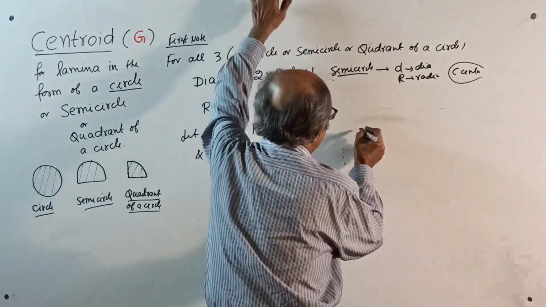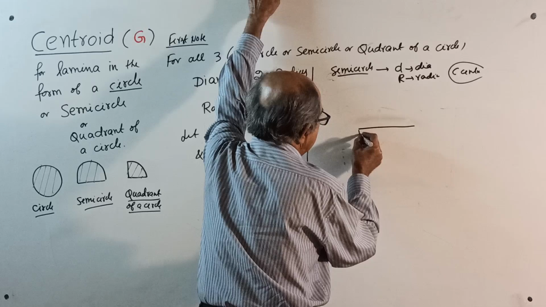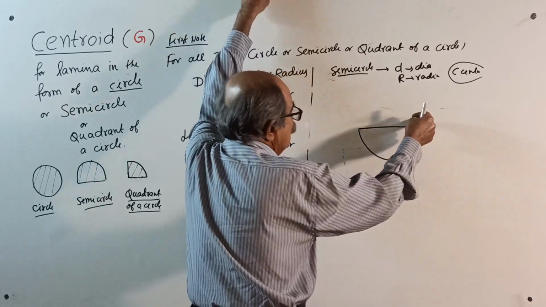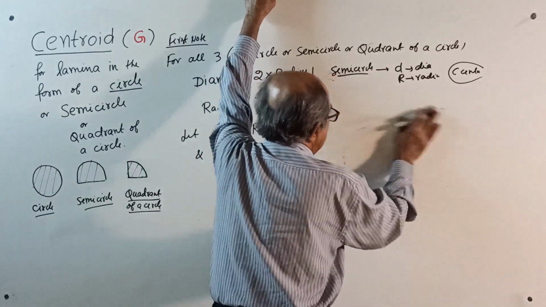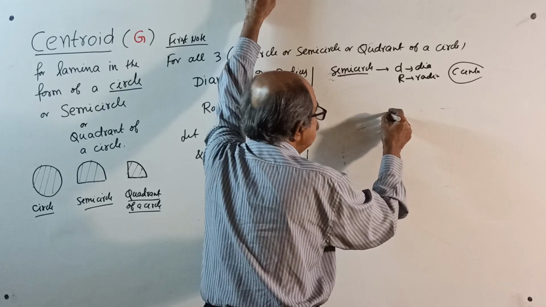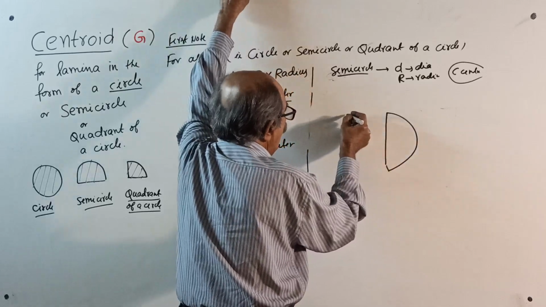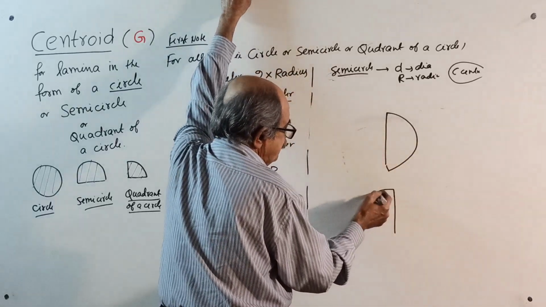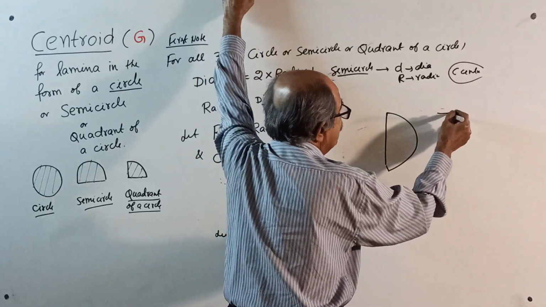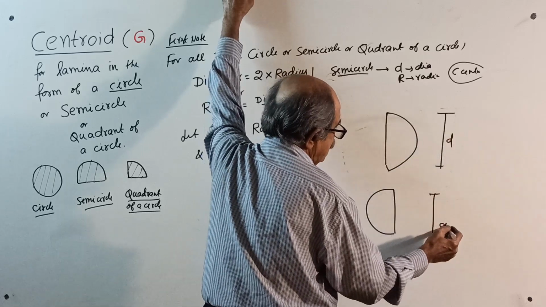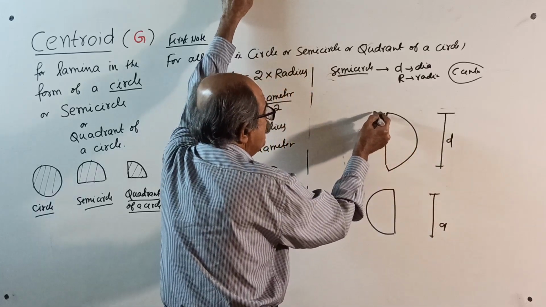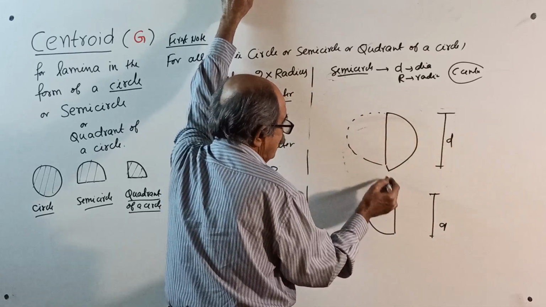If the semicircle by chance is this way, then again, horizontally you can see the diameter, vertically you cannot see it. But if the semicircle is this way, then vertically you can see the diameter. Horizontally you cannot see it. If you want to see it, you have to extend here. You have to complete the circle.